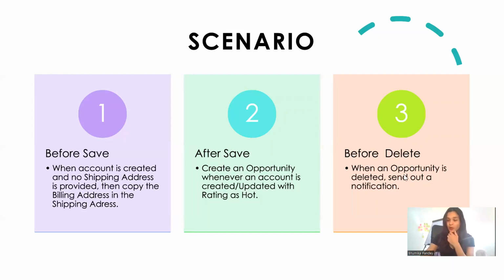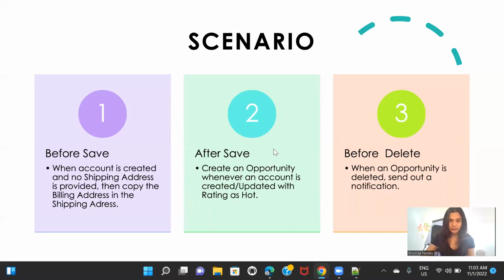And then we'll also take this example wherein we are going to send out a notification whenever an opportunity is deleted. All right, so let's go ahead and get started. I'll move to my org and we can start with scenario number 1. Again, we are going to execute all these 3 scenarios using record triggered flows.